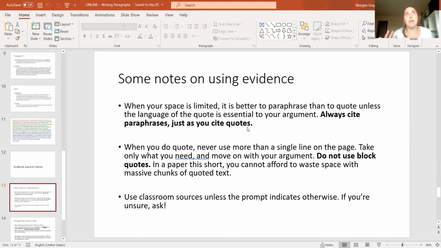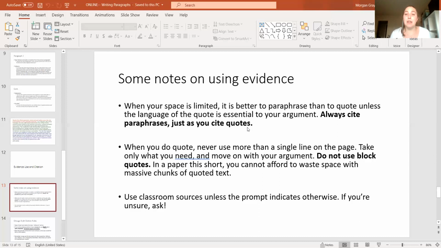I've written, as you might imagine, a ton of papers, and I think I used block quotes twice in my life, and both of those were in a 75-page thesis that I wrote to graduate. And I used 2 block quotes in a 3 to 4 page paper, which is what most of you will be asked to write. You are absolutely not going to need to use a block quote. You will be purely wasting space.